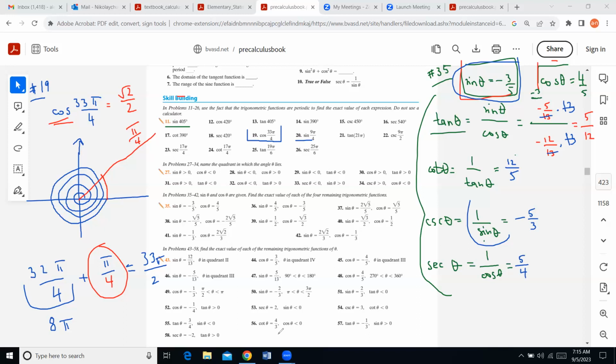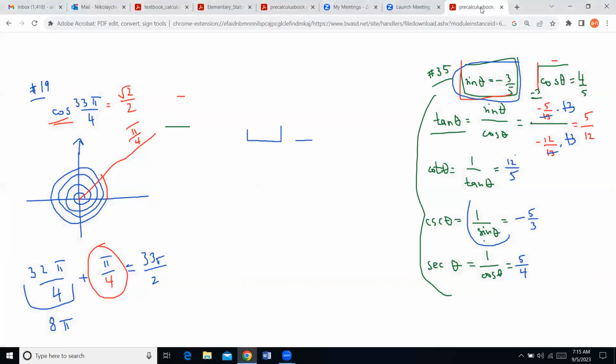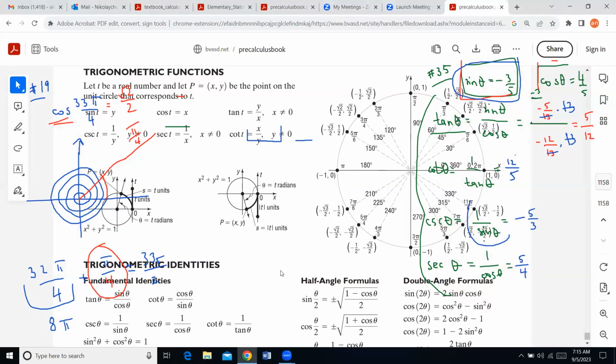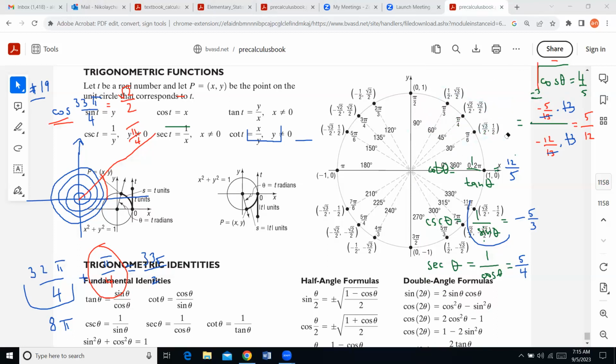If you wish to double check this, go to that favorite unit circle and locate the angle pi over 4 in it, and you will see that it deals with these radical 2 over 2, for both sine and cosine.